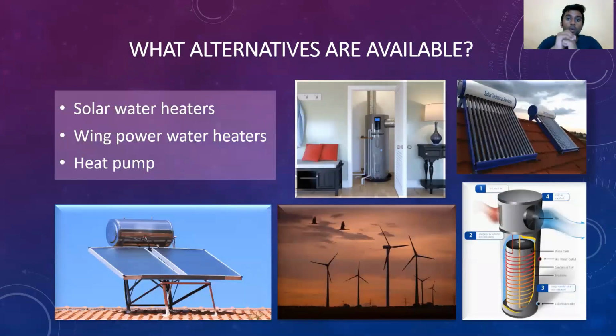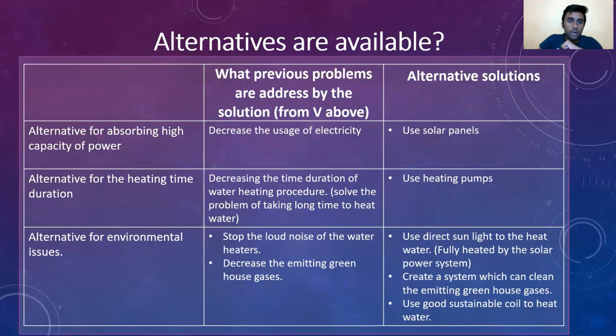Actually, this is about what alternatives are available. As you can see, the first one is solar water heaters, the second one is wind power water heaters, and the third one is the heat pump. Then I would like to move on to my next slide. Actually, this is about alternatives. What are the alternatives that are available? As you can see in this table, on the right side of the table, we have the alternative solution.